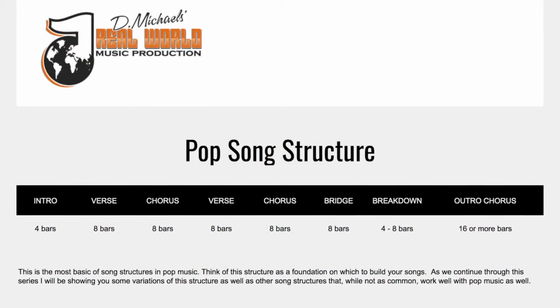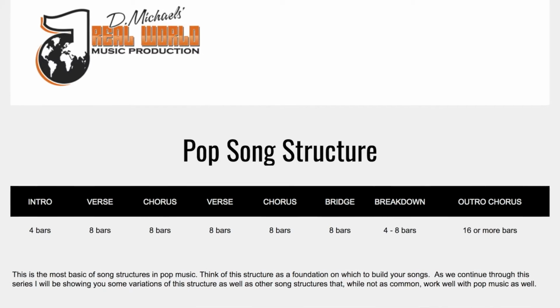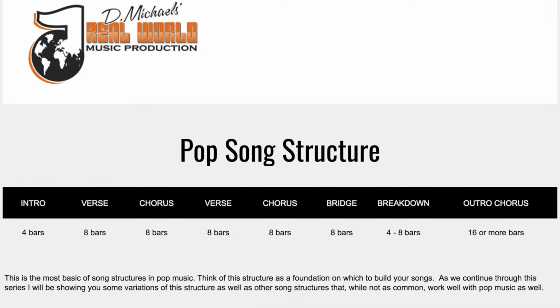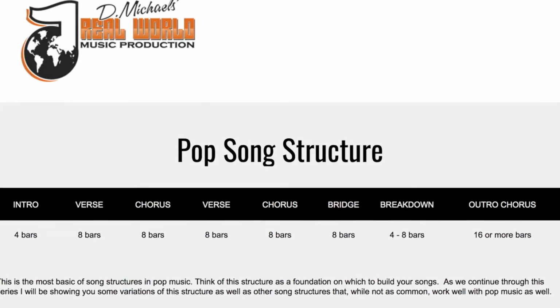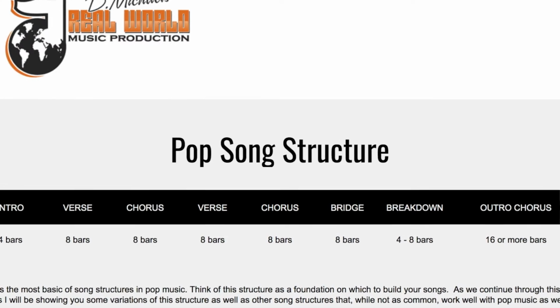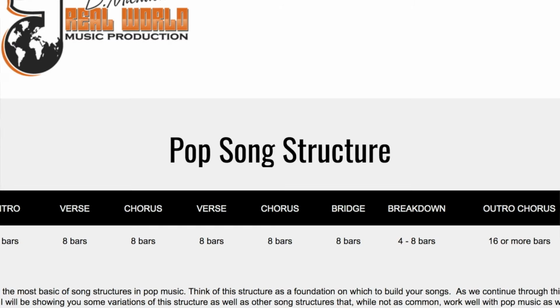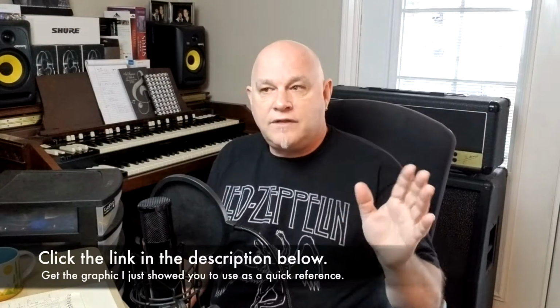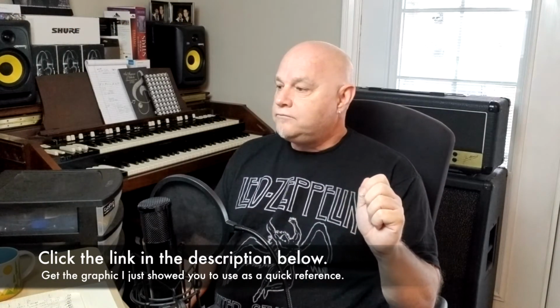Here's the basic structure. You've got an intro. You've got a verse. Then you go to a chorus. After that, you go back to your verse. After that, you go to a second chorus. From there, you go to a bridge, probably a breakdown, and then an outro chorus that repeats a couple of times. So let's cover that in a little more detail.